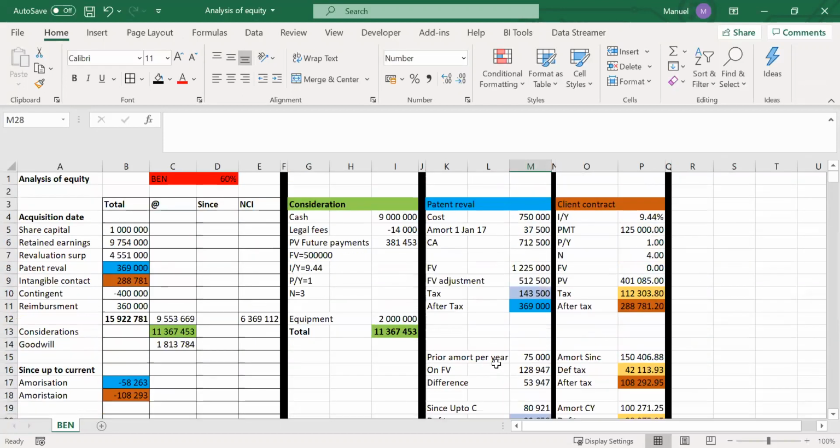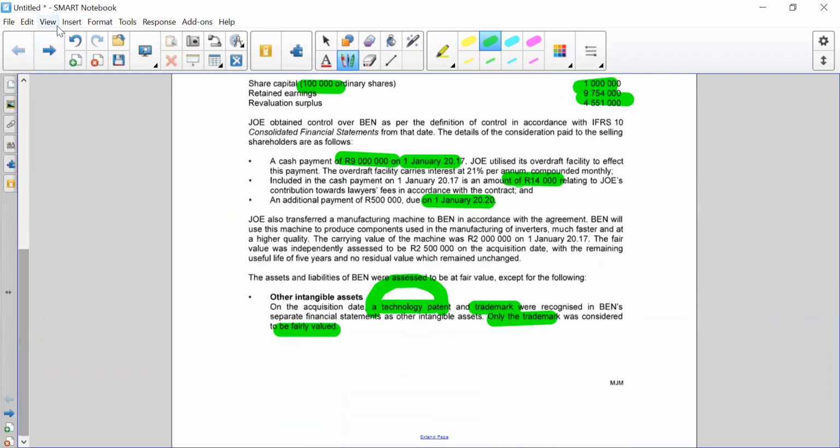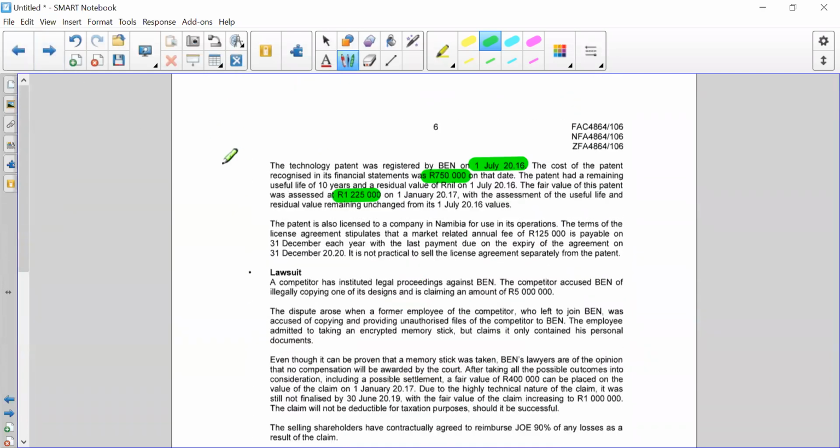Now we'll get to that in a bit. I'm just showing you where these numbers are pulling from. Yeah, so that pretty much covers the technology patent.